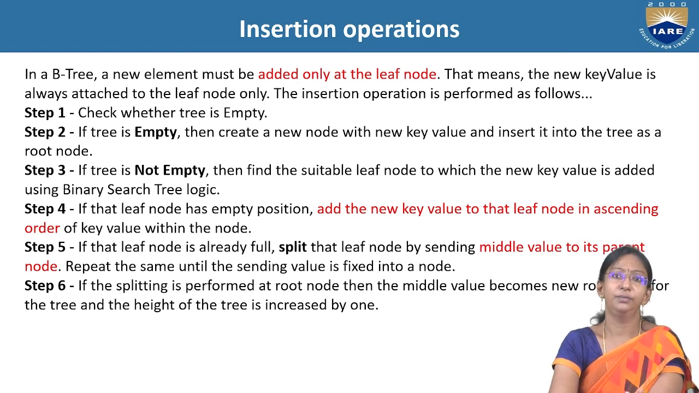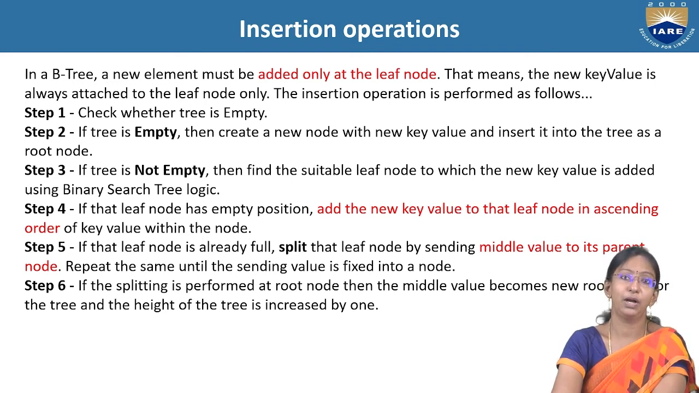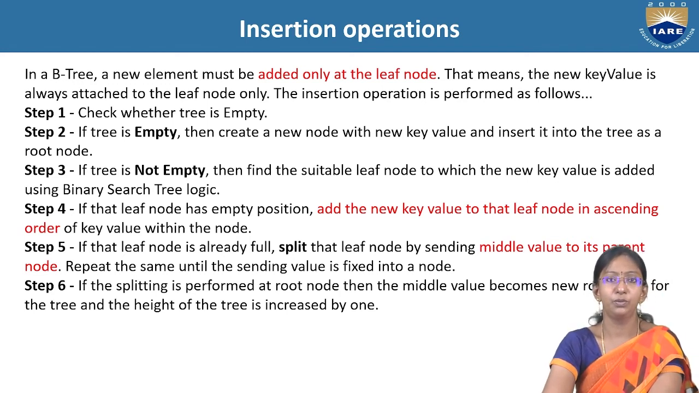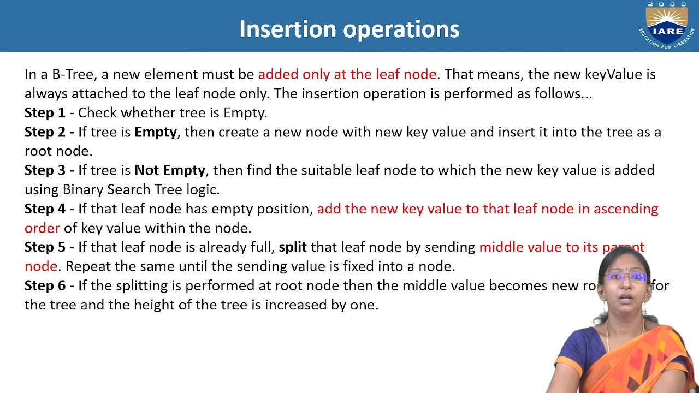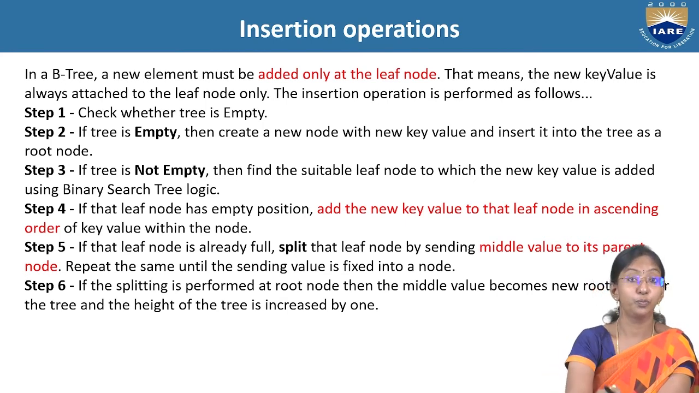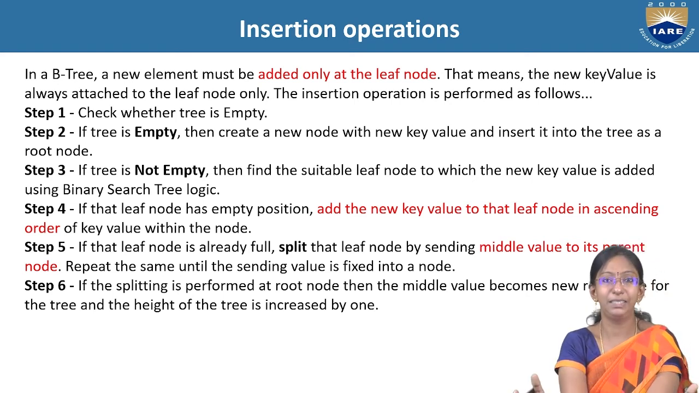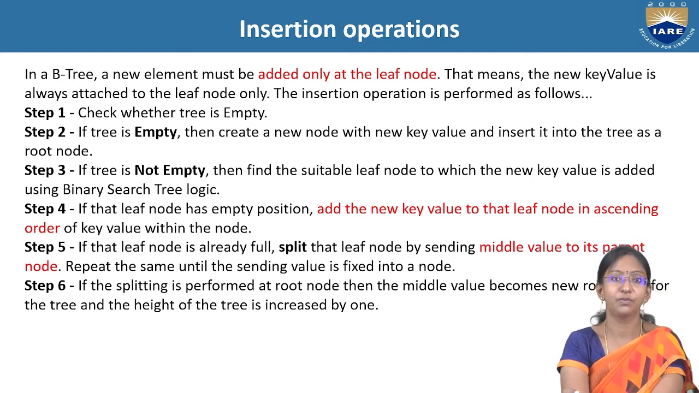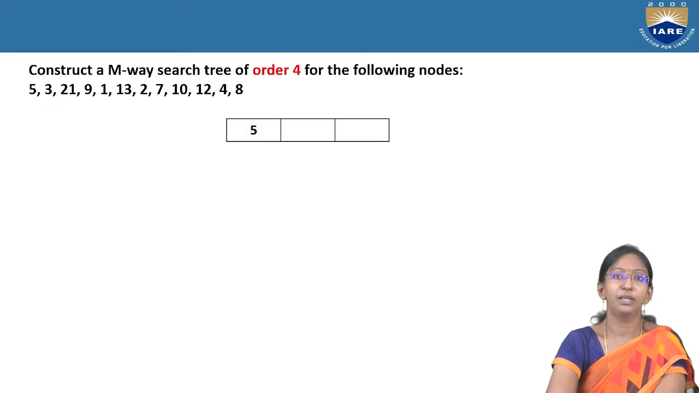Okay, if the tree is non-empty in nature, compare the value you have read with the keys present in the root and identify in which direction you have to move: either leftmost, mid, rightmost, or in between values. You do the search, and if you find a node where the current value is supposed to be present but it is full, then split it, break it into 2 halves, and insert. Let me show you an example.